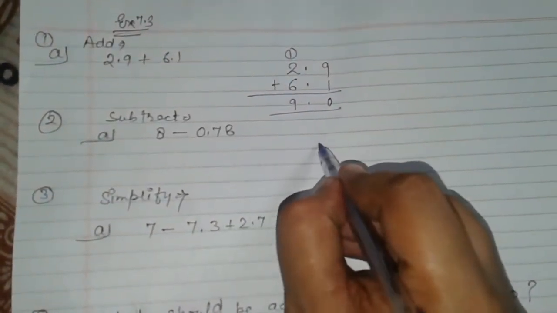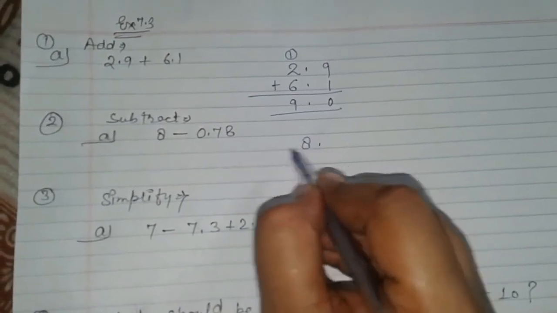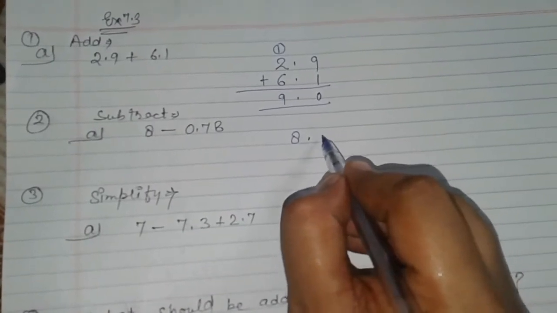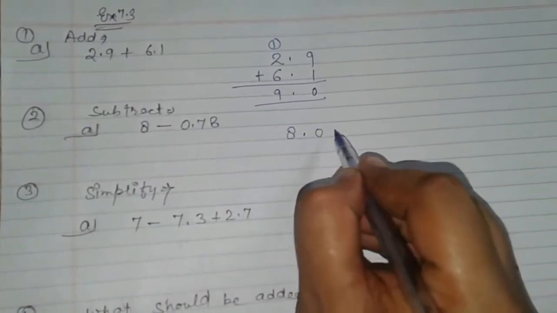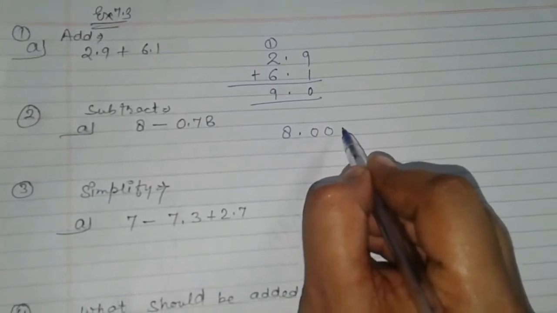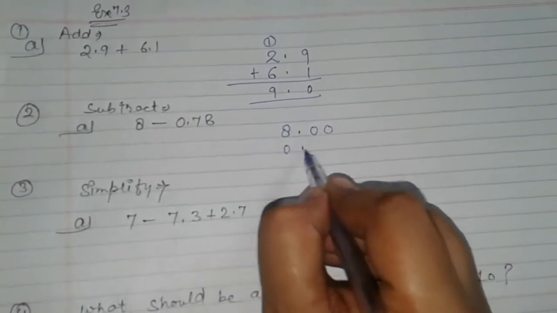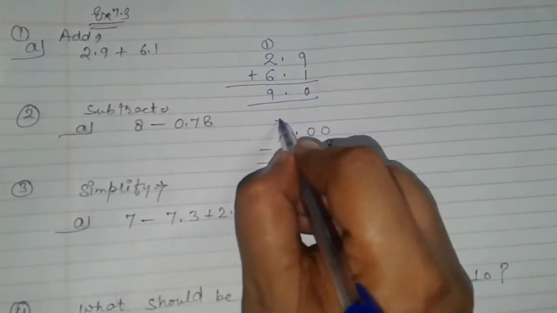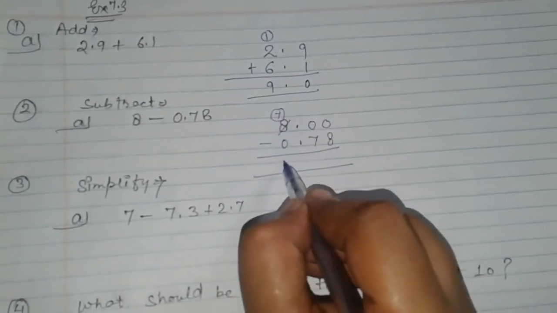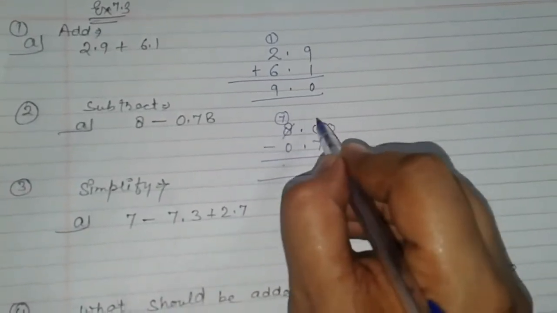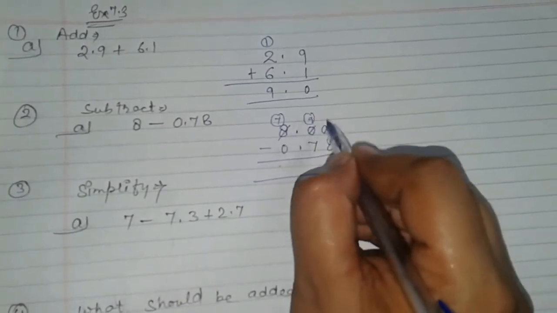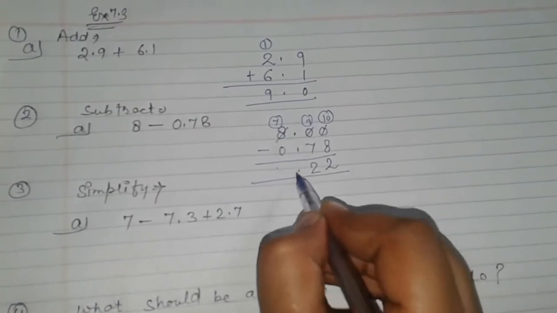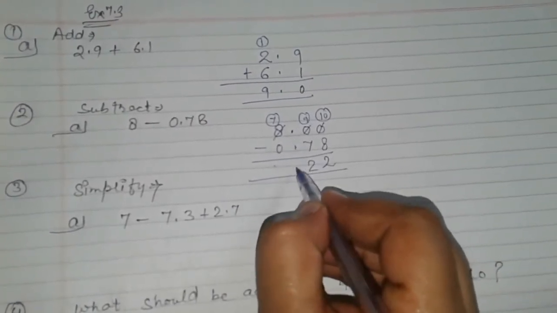Subtraction, for that again, now 8 has no decimal but it has, as I have explained previously. 8 means 8.00 and 0.78. Now I will take carry. That is 1, it is now 10. All the decimal points must be aligned up and down.